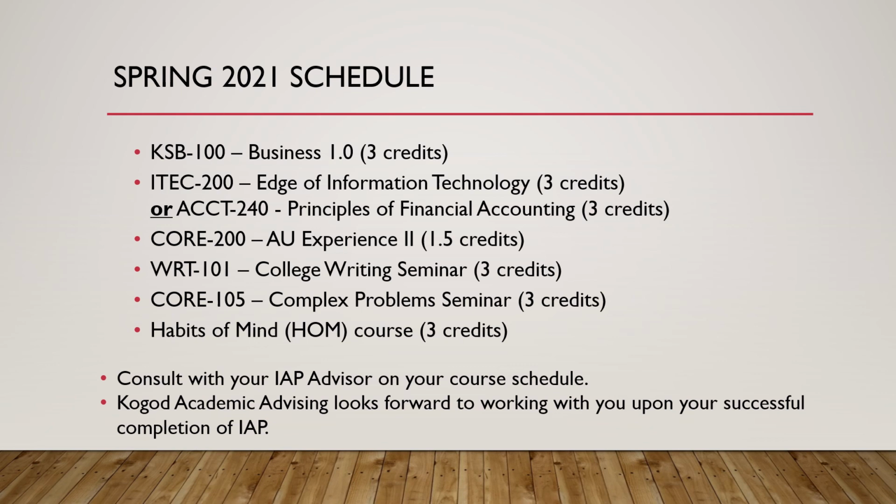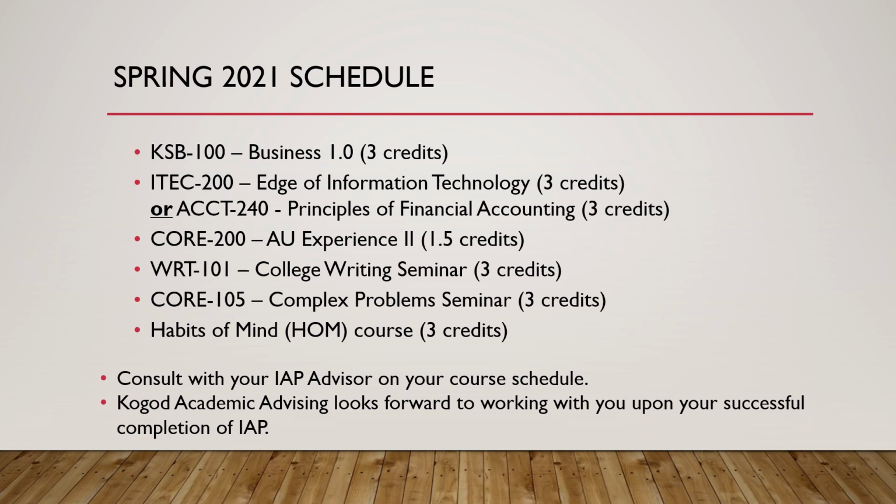And now we've come to the end of the presentation and likely the information you've been waiting for since this video began. We'll now review our recommendations for your spring 2021 semester schedule. First, we encourage you to register for KSB 100 Business 1.0. Next, you should register for either iTech 200, the Edge of Information Technology, or Accounting 240, Principles of Financial Accounting. In general, we would like you to register for iTech 200 first, and if that option is not available or there is a scheduling conflict, then you can register for Accounting 240.